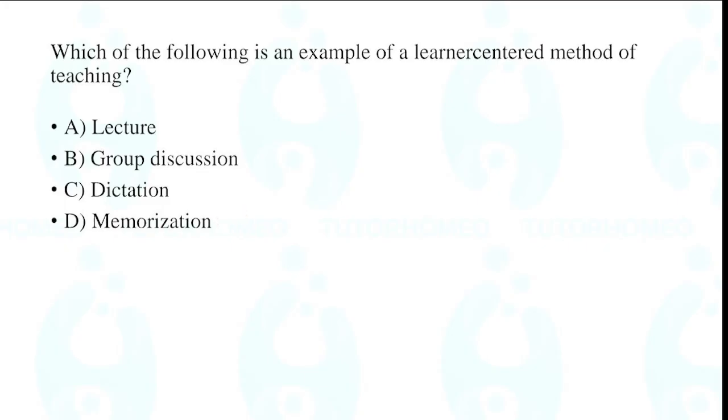Teacher is telling, you have to just memorize it. But group discussions will allow the students to participate actively, right? And that is the one which reflects a learner centered education. The answer is group discussion.